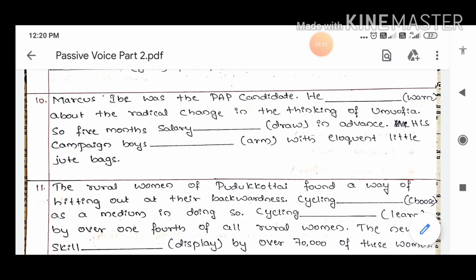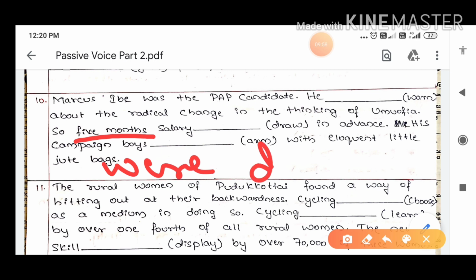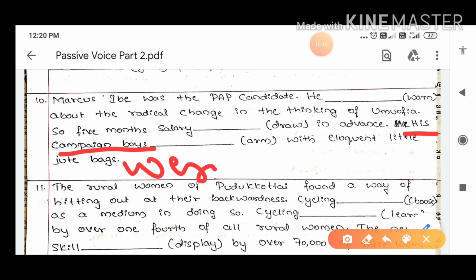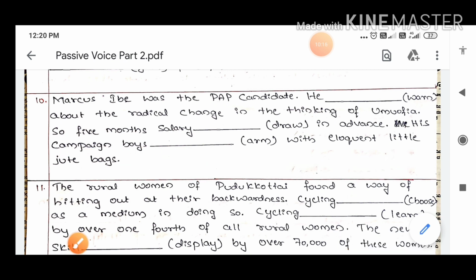So 5 months' salary, it is a plural one, so were should be used. V3 of draw is drawn. 5 months' salary were drawn in advance. His campaign boys stands for plural, so were armed. His campaign boys were armed with eloquent little jute bags.